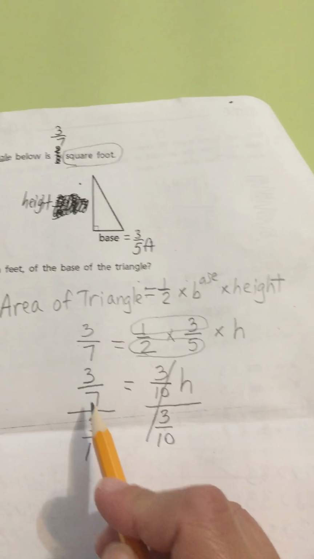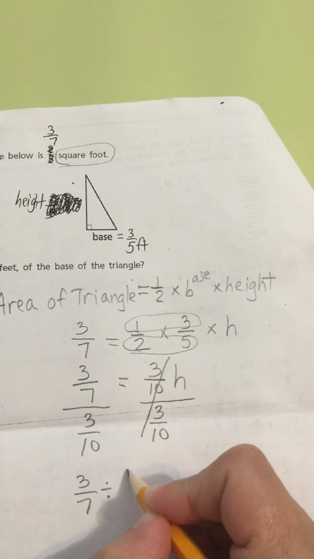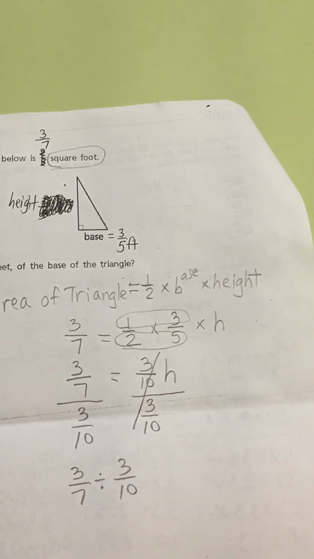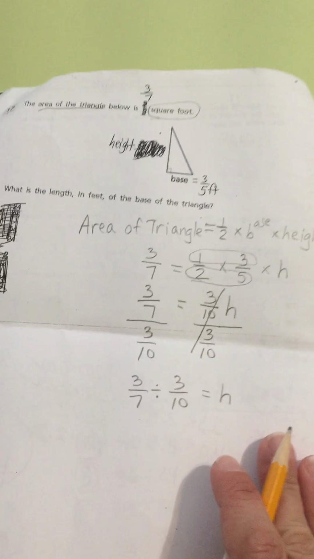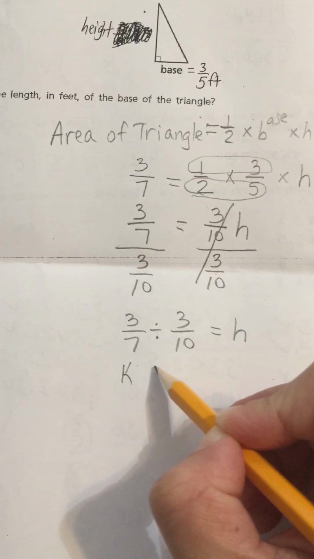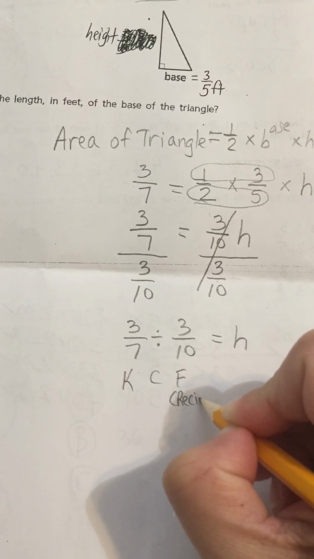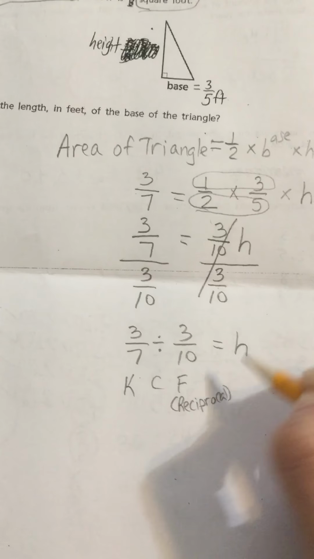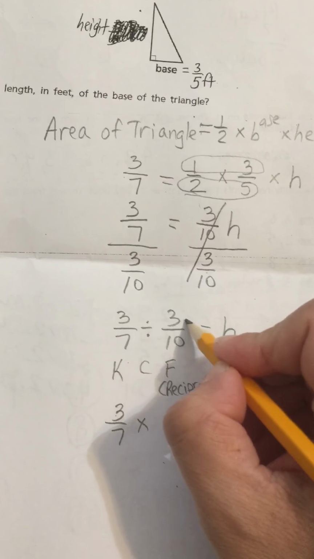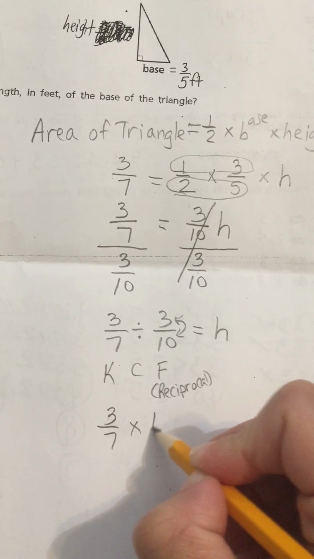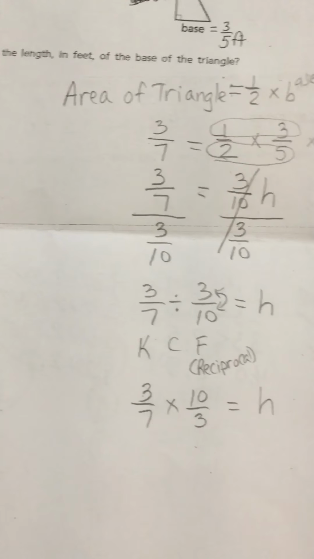Now, this means 3/7 divided by 3/10. That'll equal the height. We have to do keep, change, flip. Flip is also called the word reciprocal. It's a fancier way of saying it. So we keep the 3/7. We multiply. We're going to flip the second fraction, and then we're going to solve it.